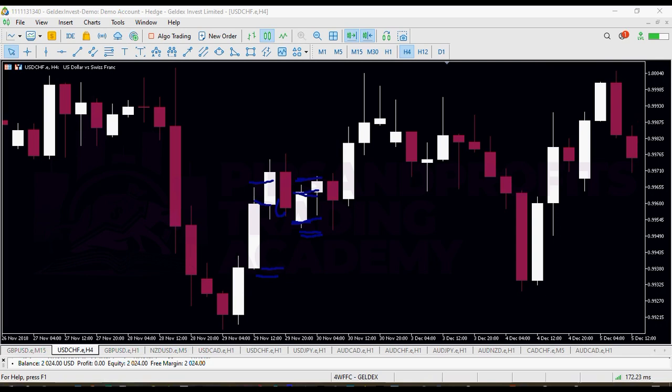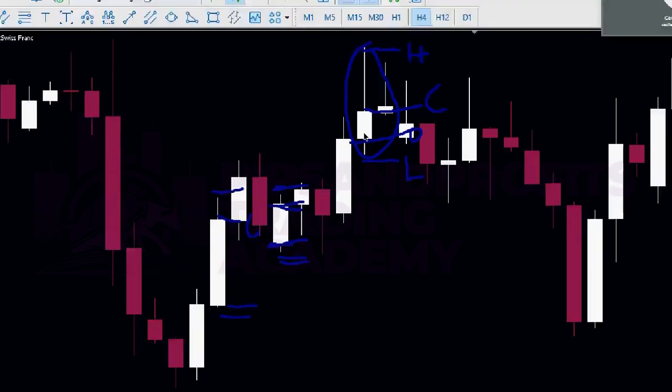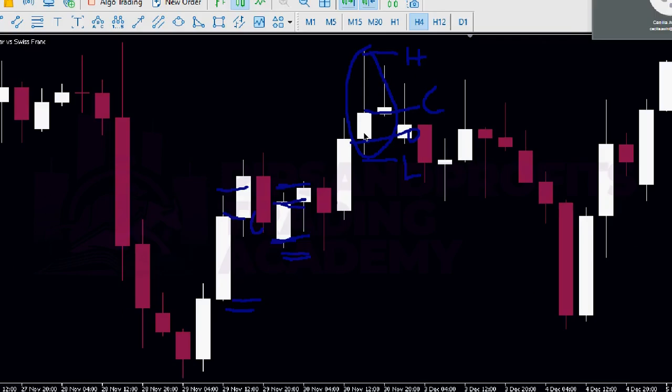Now, let us go into the wicks of a bullish candlestick. Look at what we have over here. The market opened over here. We have a low. We have a high. And then the market closed over here. So this particular candlestick you see here, before we go into a bearish candlestick, what is it telling us?